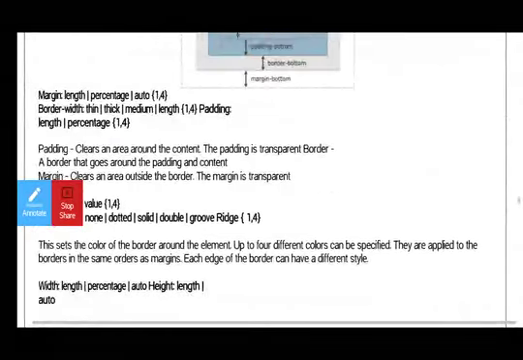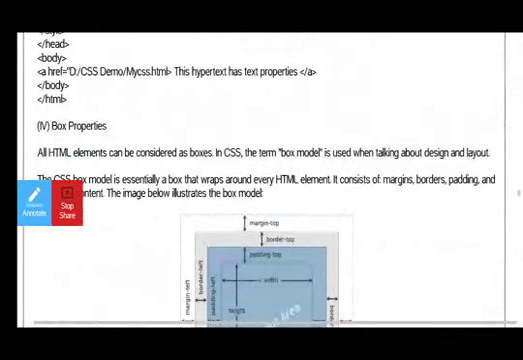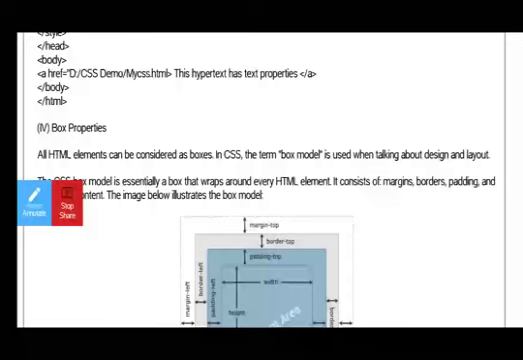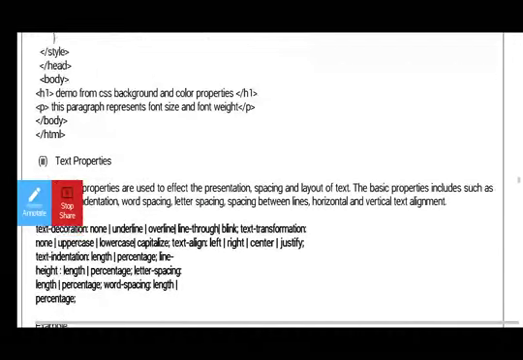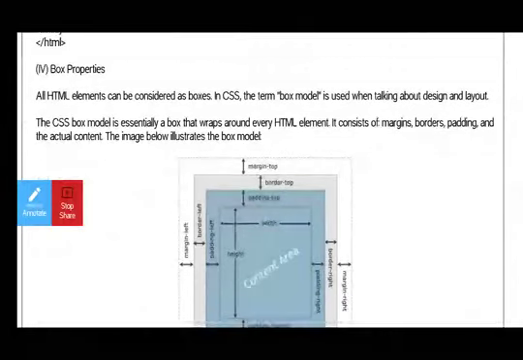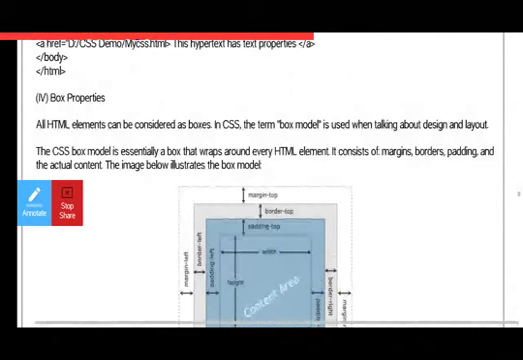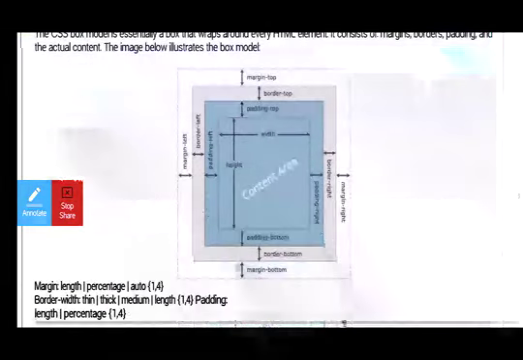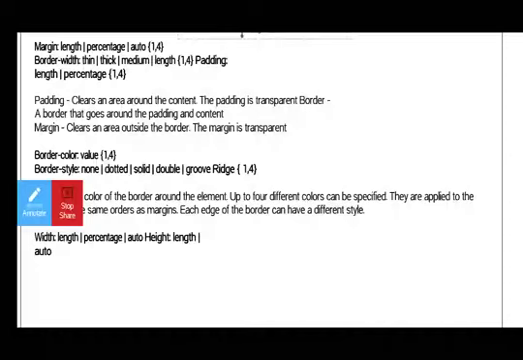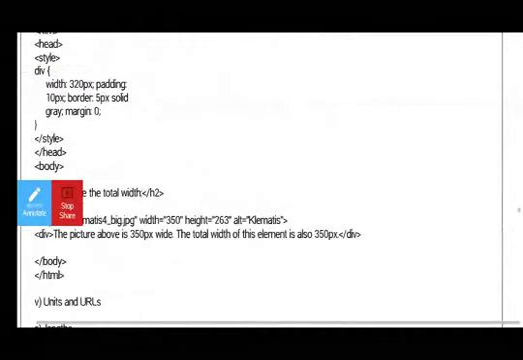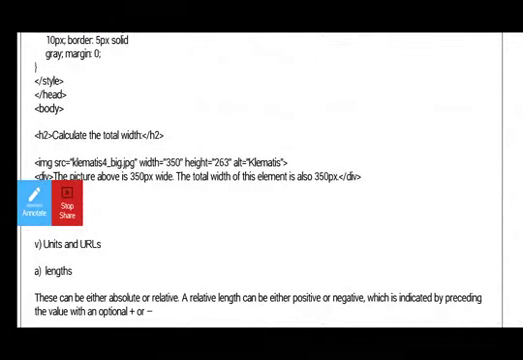So like this, we have discussed the box model, the box properties. In this class, two elements have been discussed, the text properties and the box properties. In the next class we will discuss units, URLs and different properties of CSS. Thank you.